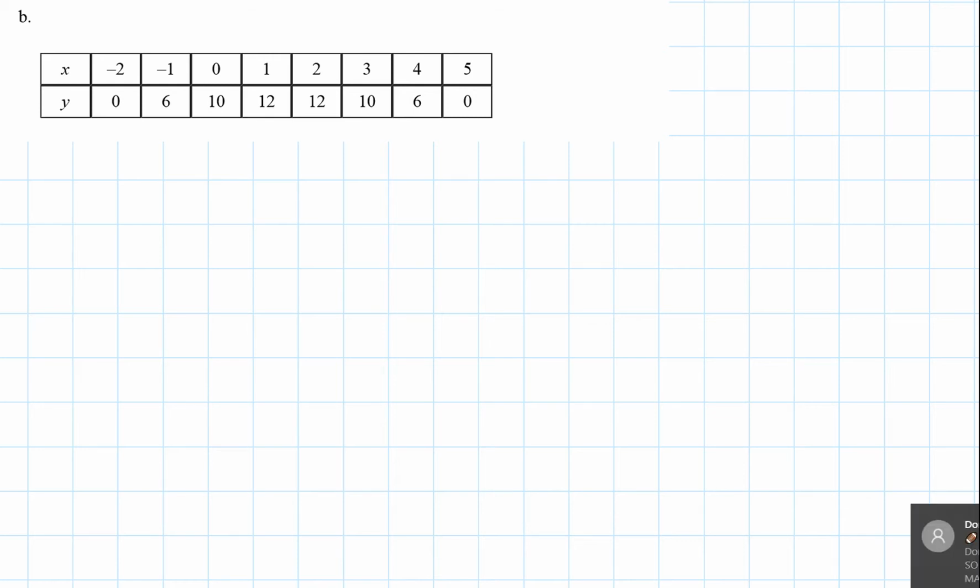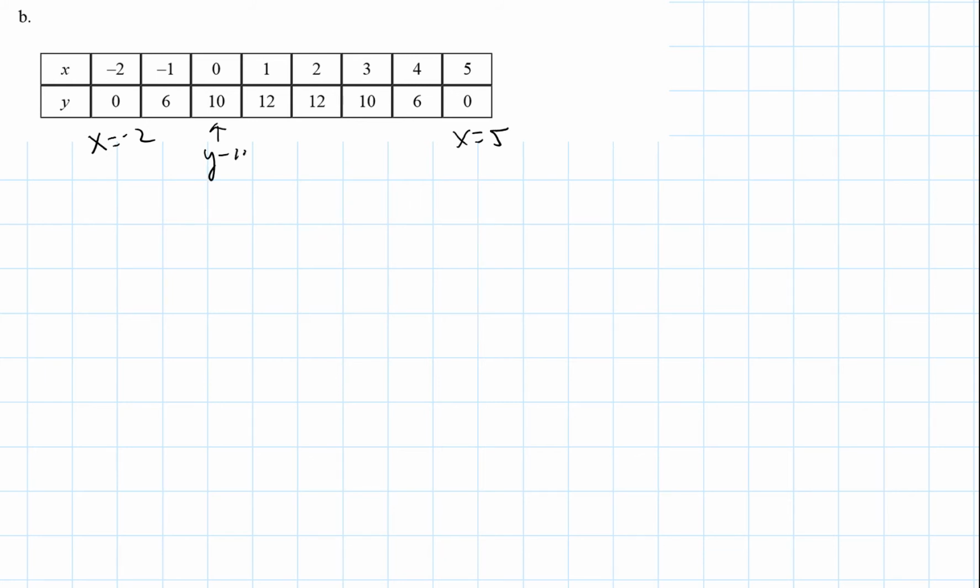Alright, so in this problem what we want to do is write an equation for this table of values. So we know this is an x-intercept, so x equals -2, and this is an x-intercept, x equals 5. And we know that this is the y-intercept, the y-intercept equals 10.